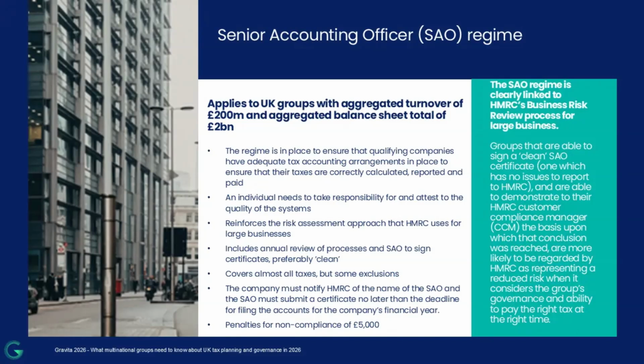Now, again, penalties. Fiona's talked about different penalty regimes. Again, SAO isn't free. There's one penalty on the company of £5,000 if you fail to notify of the SAO. But additionally, there are £5,000 penalties that apply personally to the SAOs if they've failed on late certification, or perhaps carelessly or deliberately provided a clean certificate which is proven to be incorrect at a later date. Then that SAO would be subject to a £5,000 penalty.